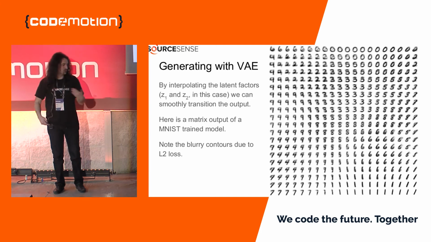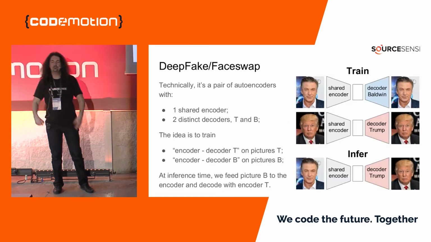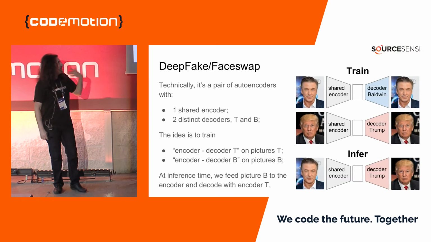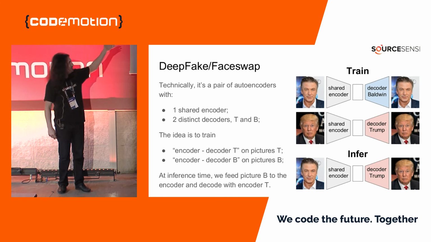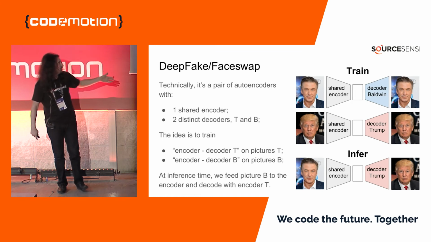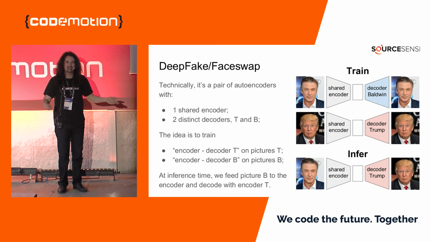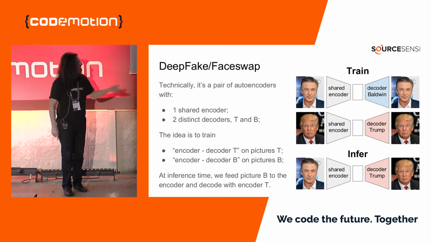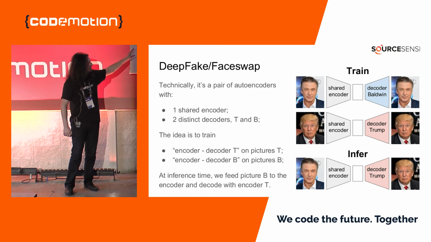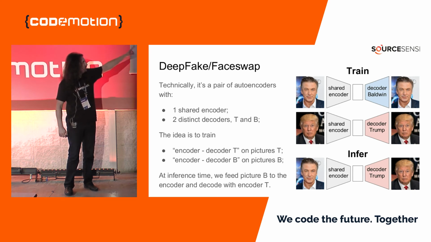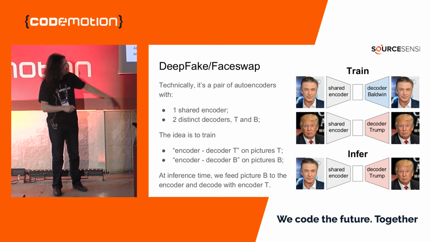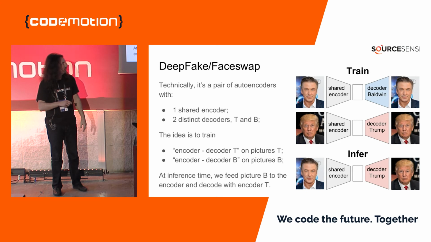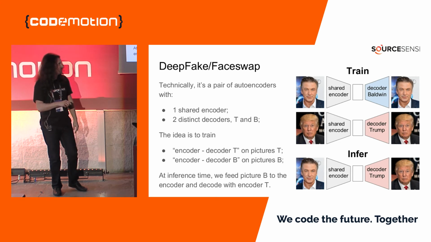And now that we know how variational autoencoders work, we know how to do deepfakes. So deepfakes, technically, is a pair of autoencoders with one shared encoder and two distinct decoders, T and B, T for Trump and B for Baldwin. I chose Alec Baldwin because he makes brilliant imitations of Trump on Saturday Night Live. So the idea is that we train the shared encoder with the decoder T on pictures of Trump, and the encoder with decoder B on pictures of Baldwin. This is really a no-brainer, actually. We just learn to reconstruct the images of Trump and Baldwin.